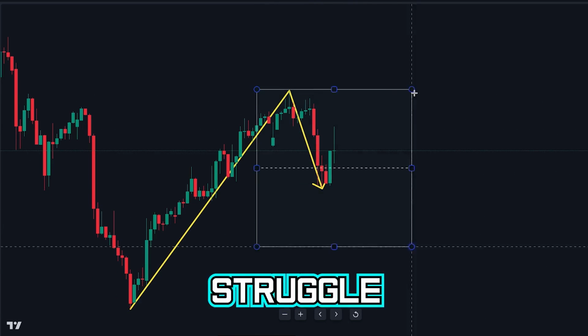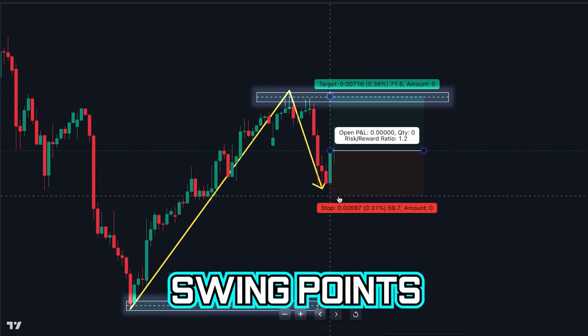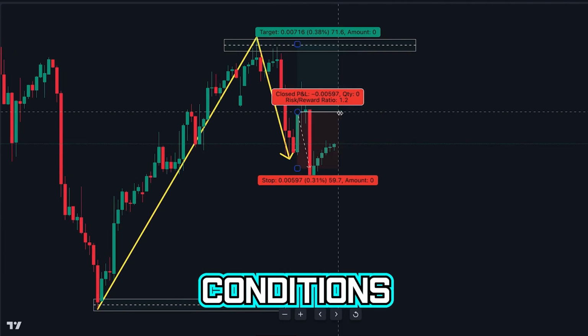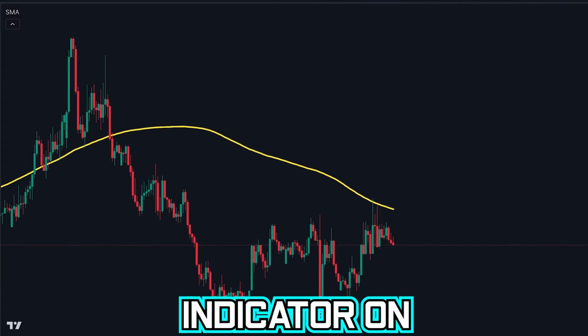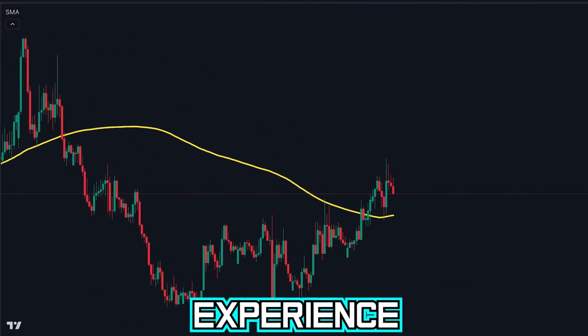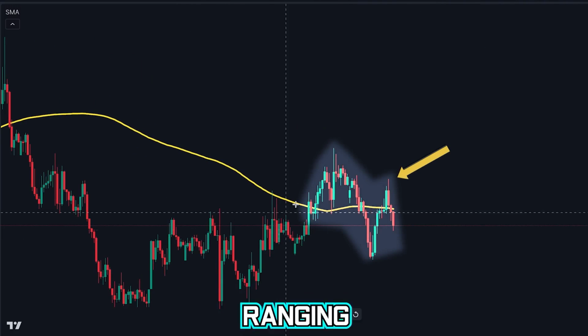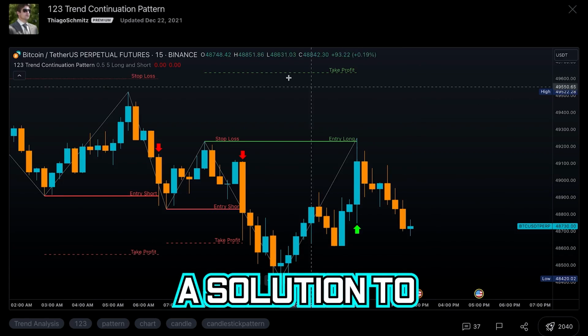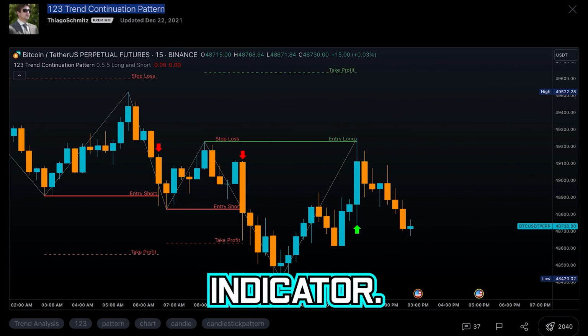However, many traders struggle with determining how to draw market structure and how to determine appropriate swing points in live market conditions. Without being able to do this, even if you use a trend detection indicator on the chart, you will still experience significant losses, as a lot of times trend indicators are unable to detect ranging markets. A solution to this issue is the 1-2-3 trend continuation pattern indicator.